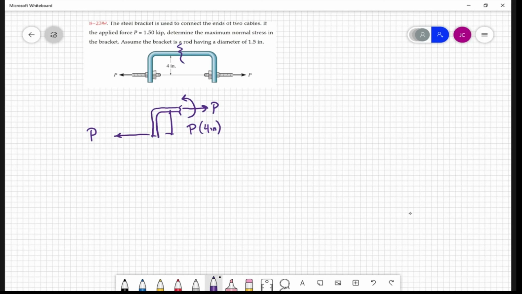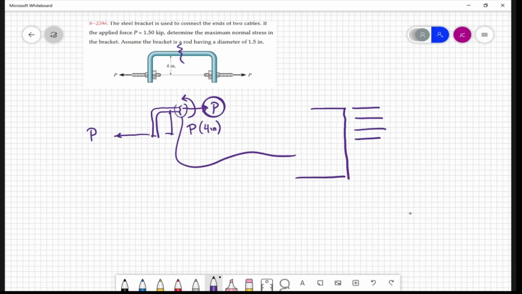So if we look over this cross section, this is the cross section blown up. The axial stress is just due to P. So they are going to be uniform over that face, normal stresses in the X direction. And their value is just going to be P over the cross-sectional area. So that's the normal stress in the X direction. We'll call this the X direction.